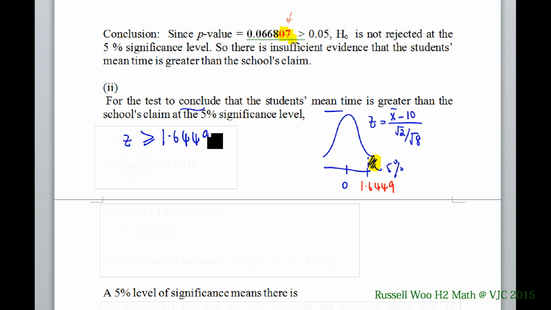So, can we say that therefore, your X bar minus 10 over root 2 over root 8 must be greater than or equals to 1.644. How do we get this Z value? The Z value is from your X bar, your sample mean. You standardize the sample mean using this formula. So what's good? Then making X bar the subject.